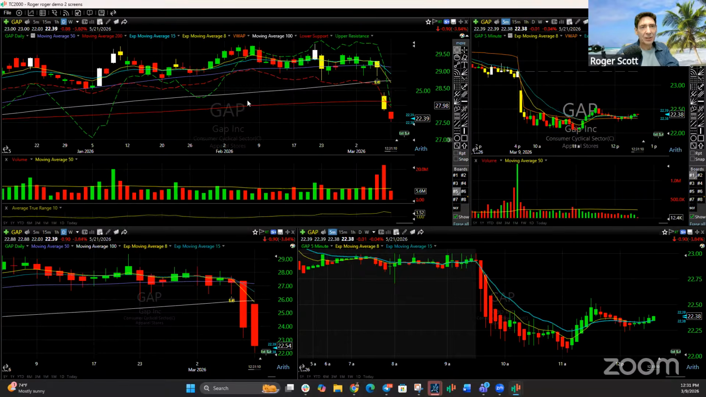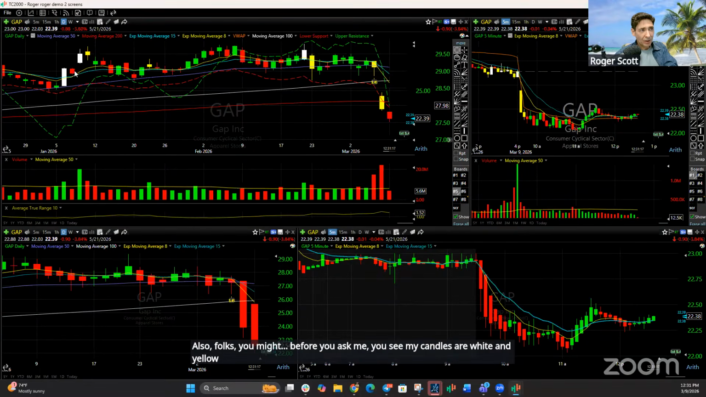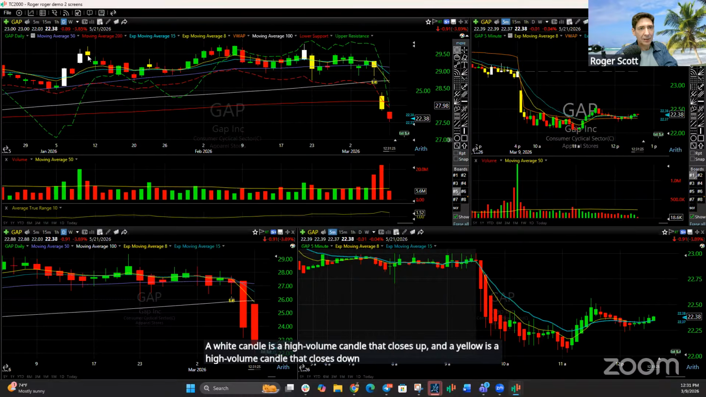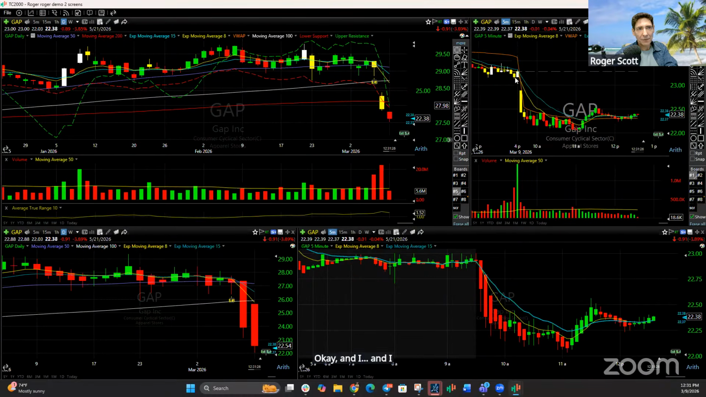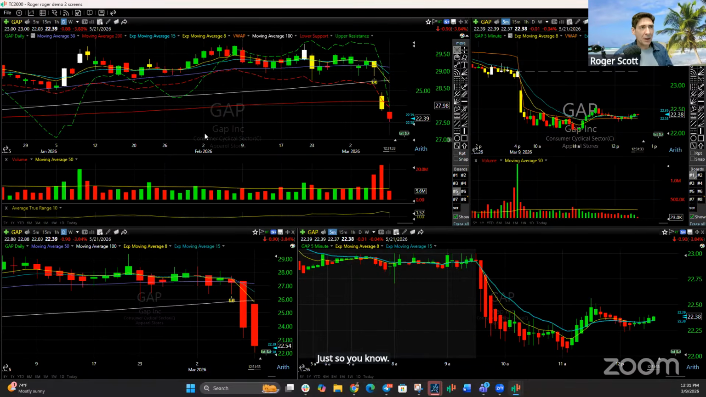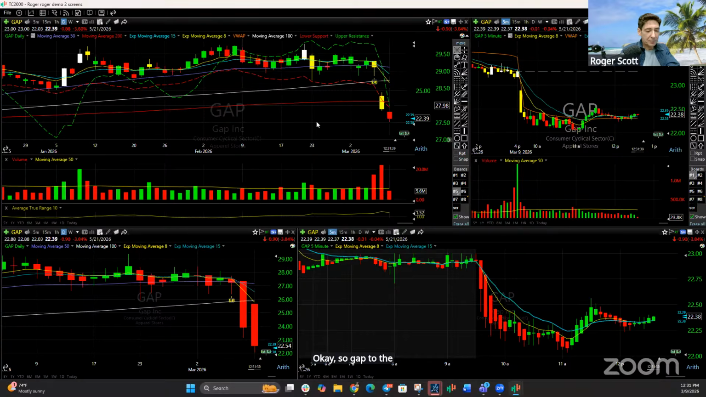Also, folks, before you ask me, you see my candles are white and yellow. A white candle is a high volume candle that closes up, and a yellow is a high volume candle that closes down. Okay. And I have that on my 5 minute and I have it on the daily. Just so you know, it's not some miracle or some magic formula. It's just high volume candles. Okay. So gap to the downside.